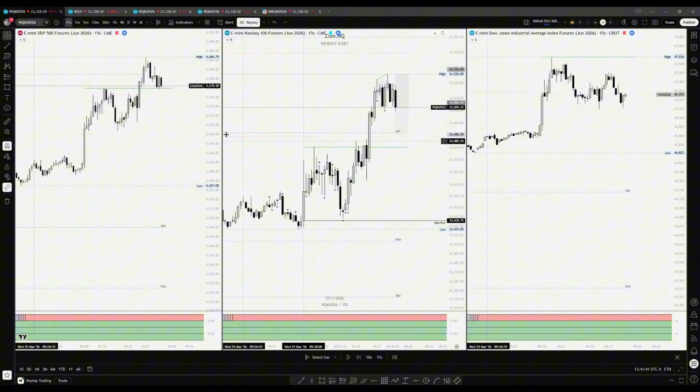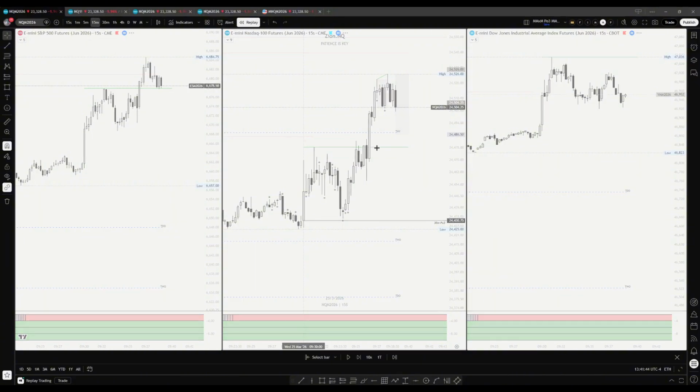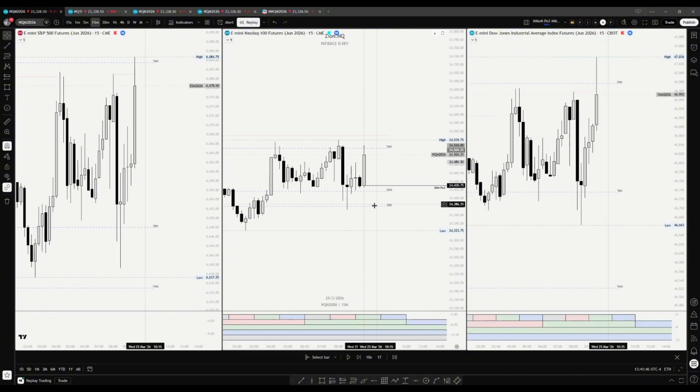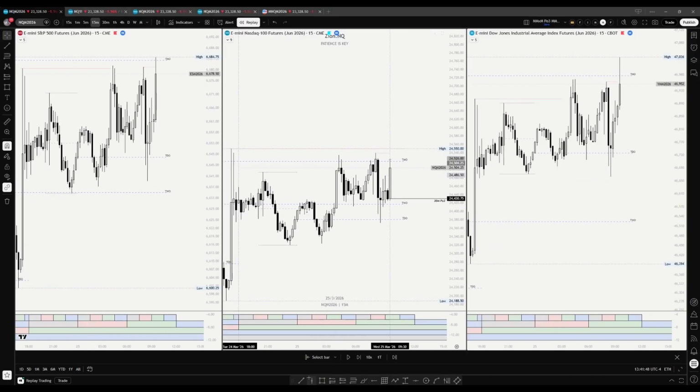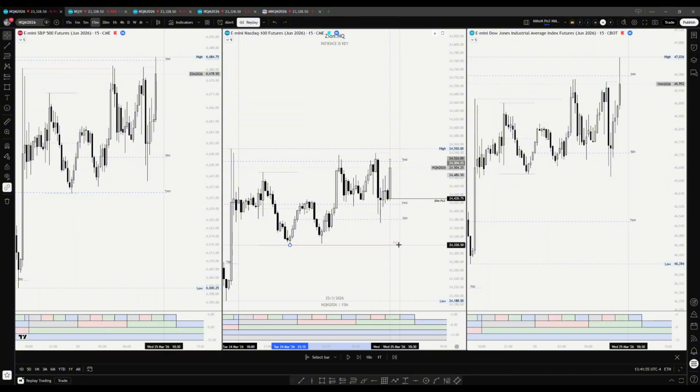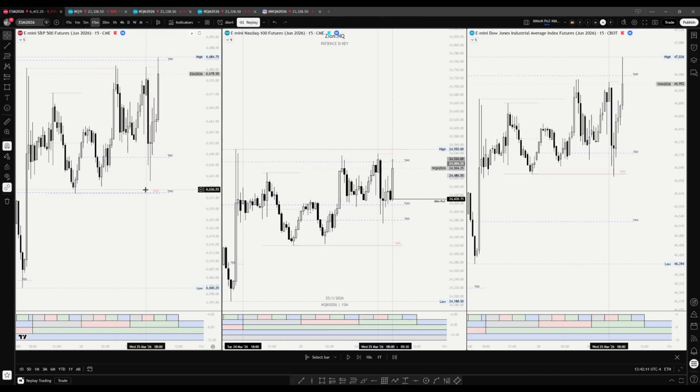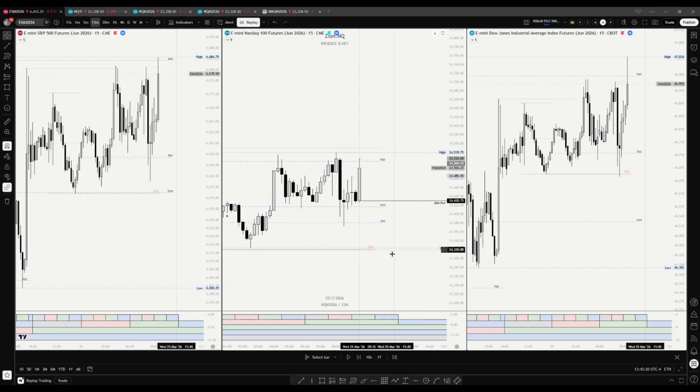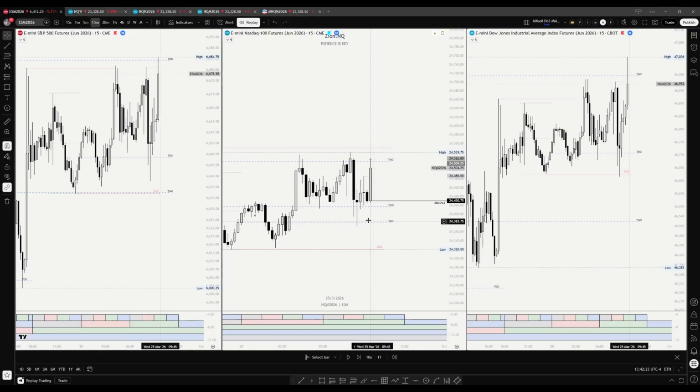So my original draw for the day, because it's still the manipulation day and not the distribution day, my original TP was these lows. So that was my drawn liquidity. And I actually made a little mistake with that that almost cost me the trade. So we didn't sweep it. Prior to my trade, we didn't sweep it on NQ and ES, but we did on YM. So I will explain why I changed my TP a bit.